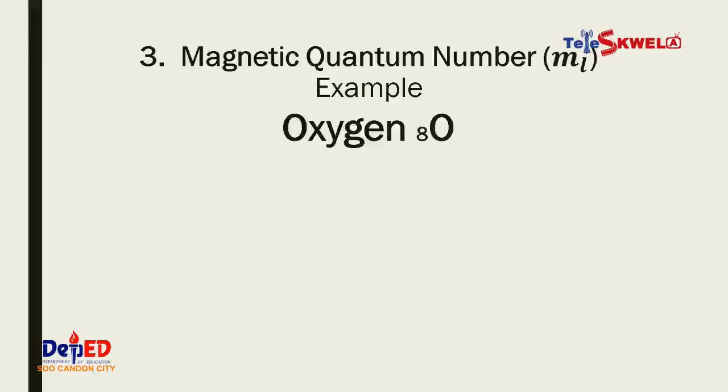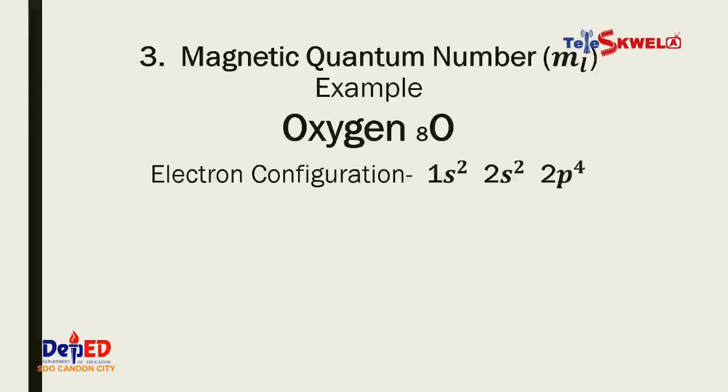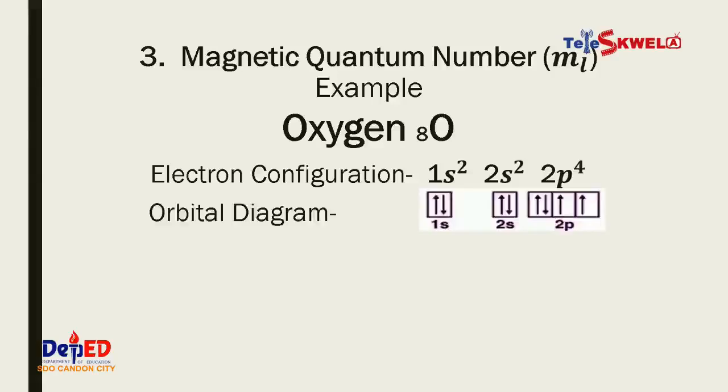Again, we will use oxygen as an example. Looking closely at its orbital diagram, particularly the p sublevel, the last electron is found on the first box or orbital. What is its magnetic quantum number? Great! The magnetic quantum number is -1.